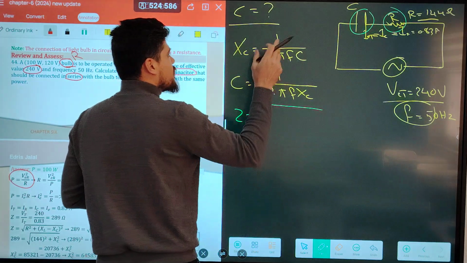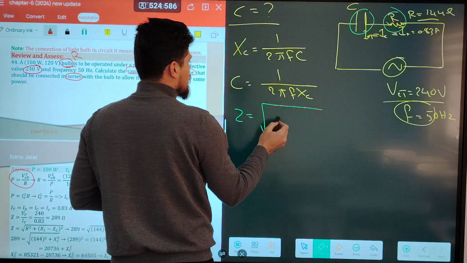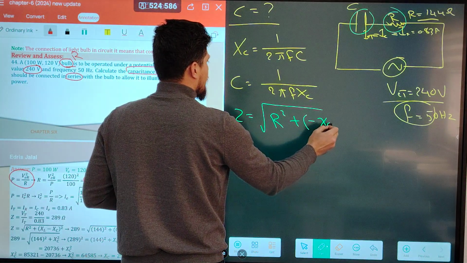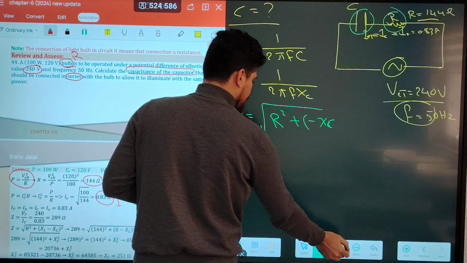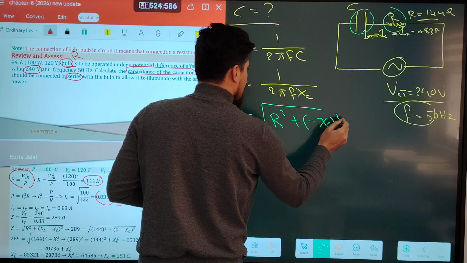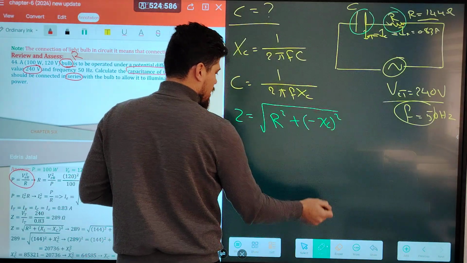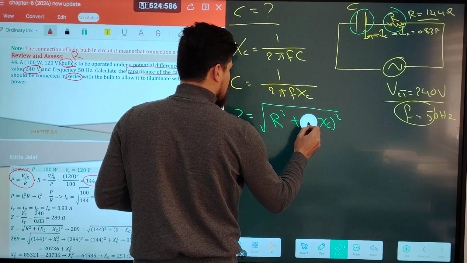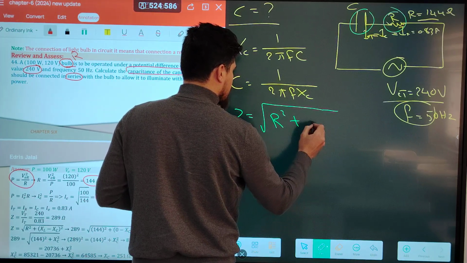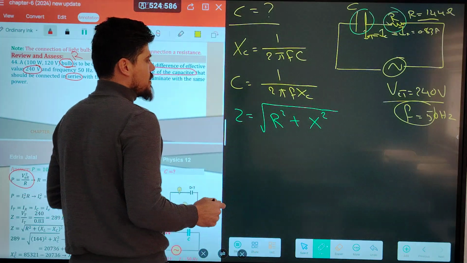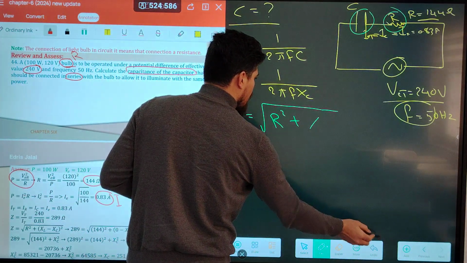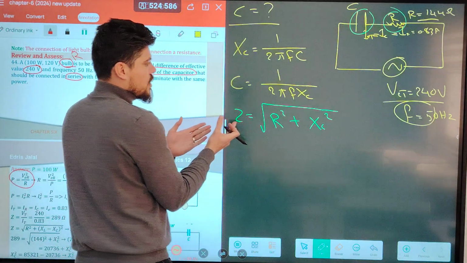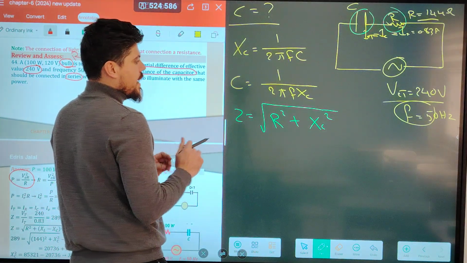Z is equal to what? For the circuit including capacitance and resistance, Z is equal to the square root of R squared plus negative XC squared. Negative squared is still positive, so it's not necessary to write down this negative. XC squared. This is the equation of total impedance.